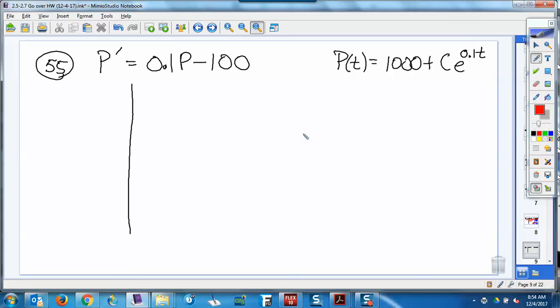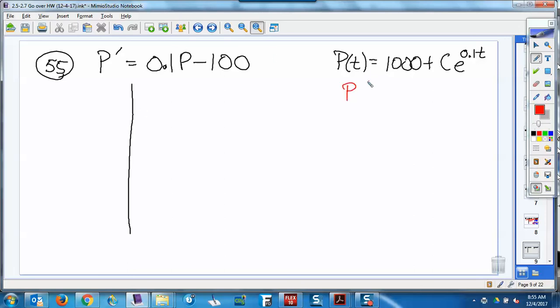Okay, on 55, they go through the whole story. Again, it's very much like Torricelli's law. They explain this whole thing. They give you the differential equation. They first give it to you in words, but then they go ahead and give you the differential equation. And then they give you what they say is the solution. So the first part is just show or verify.